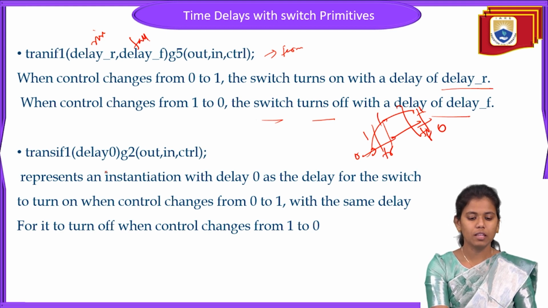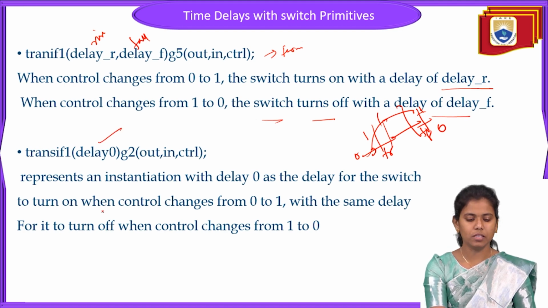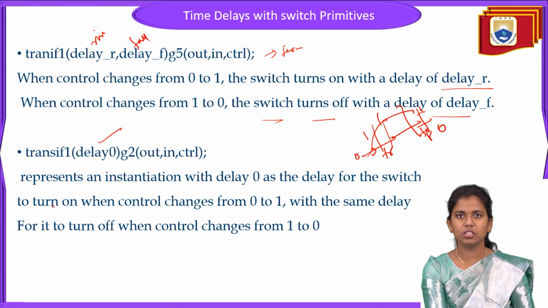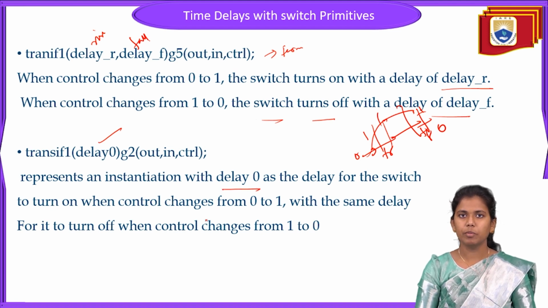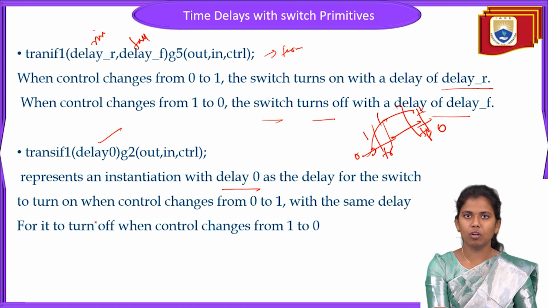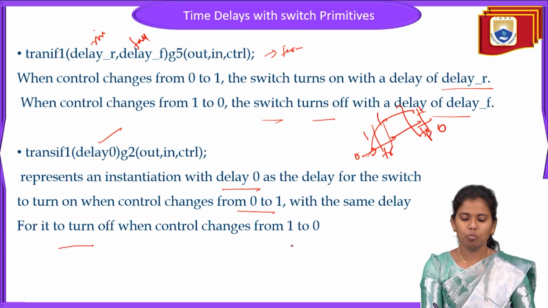And now we will see with delay 0. So what does this delay 0 mean? It represents the initiation of that particular switch with respect to the delay 0. Why? Because here the switch turns on when the control signal changes from 0 to 1, and then with the same delay it will turn off when it changes from 1 to 0.